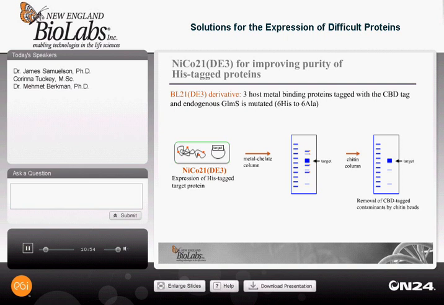This slide outlines the purification process when NiCo21 is used as the host. The first step is a standard metal chelate column, and you see in the middle of the slide is a typical elution profile where you have the abundant target protein but also some contaminating proteins from E. coli. So then the next step is to use a chitin column to clear away the CBD-tagged contaminating proteins.